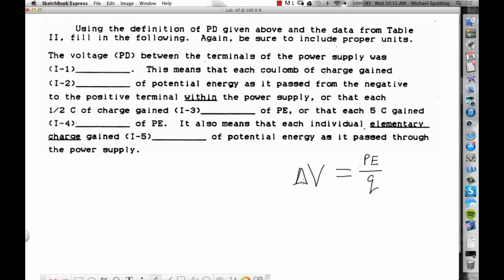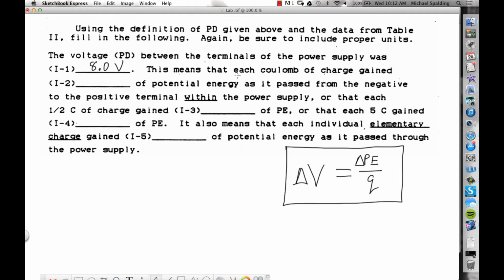So you just put a delta in front here. So this right here, this is PD. That's potential difference. Okay? So we're using this equation to answer these questions. Okay? So the voltage or potential difference between the terminals of the power supply was, so guys, I'm just going to make up a number. Let's say you plug into your power supply and it says 8.0 volts. Okay? So the voltage of the power supply we'll say is 8 volts.